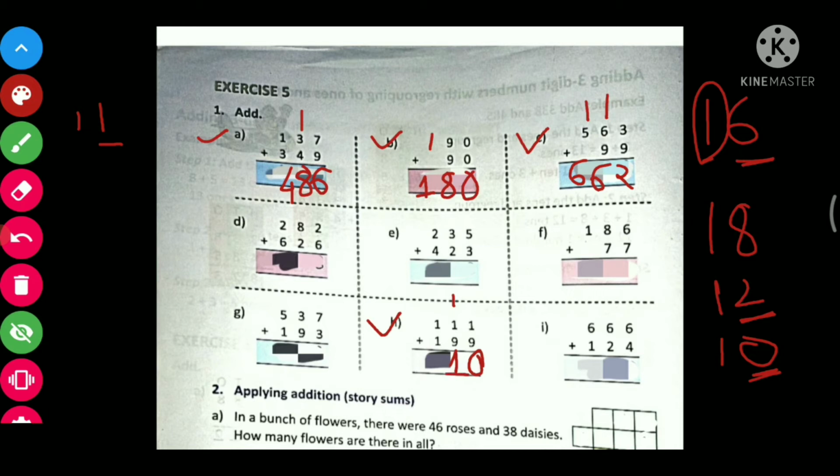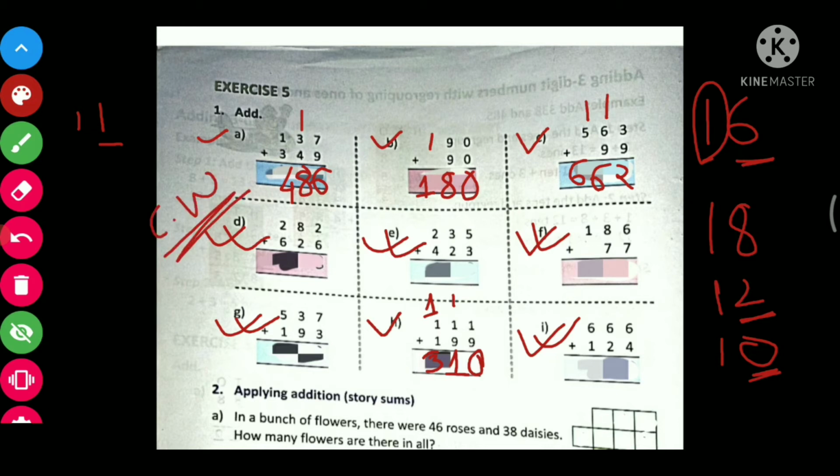So we'll write 1 in the tens place and we'll give this 1 to the 100 place. Now 1 plus 1 plus 1, it will be how much? 3, right? So our answer will be what? 310. Okay, so like this only you have to do the remaining, that is D, E, F, G and I in your classwork copy.